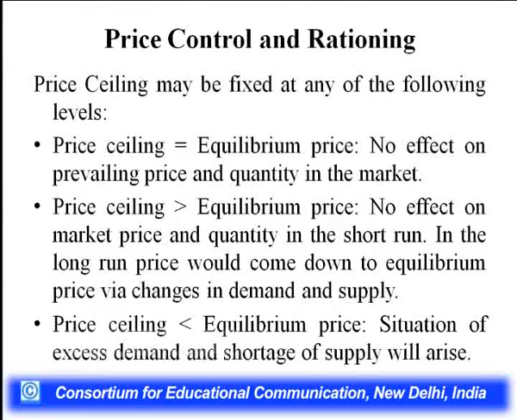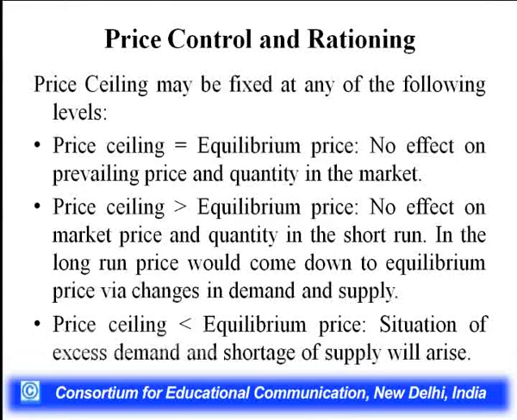If the government fixes the price ceiling, it may be fixed at any of the following levels. First is that the price ceiling is equal to the equilibrium price. If this is the situation, then there is no effect on the prevailing price and quantity in the market, because practically speaking, the price ceiling becomes ineffective. It is equal to the price that has been determined by the free play of the market forces of the price mechanism. So, there is no difference between the price fixed by the government and the equilibrium price.